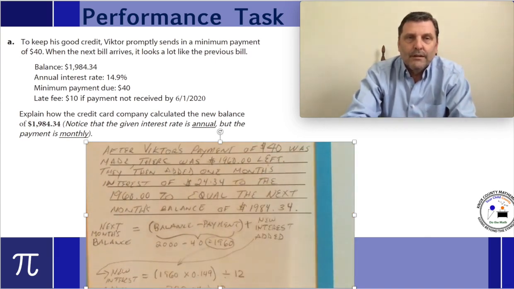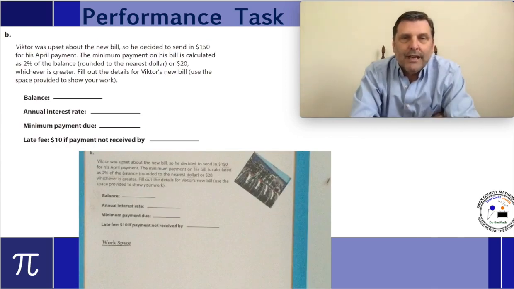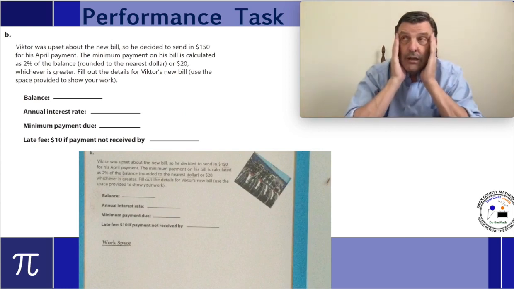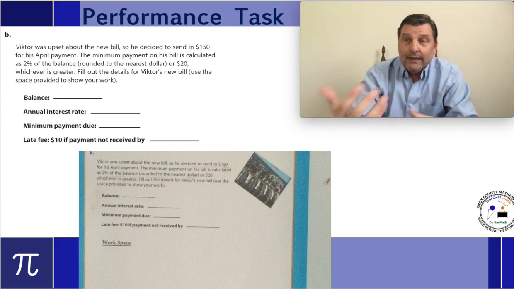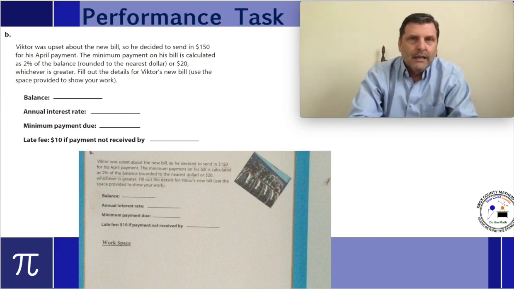Let's see what part B looks like. Victor was upset about the new bill, so he decided to send in $150 for his April payment. In other words, he thought, if I took $40 off, I wouldn't have to worry about it. So he said, I'm going to send in more than $40. I'm going to send in $150. The minimum payment on his bill is calculated as 2% of the balance rounded to the nearest dollar.